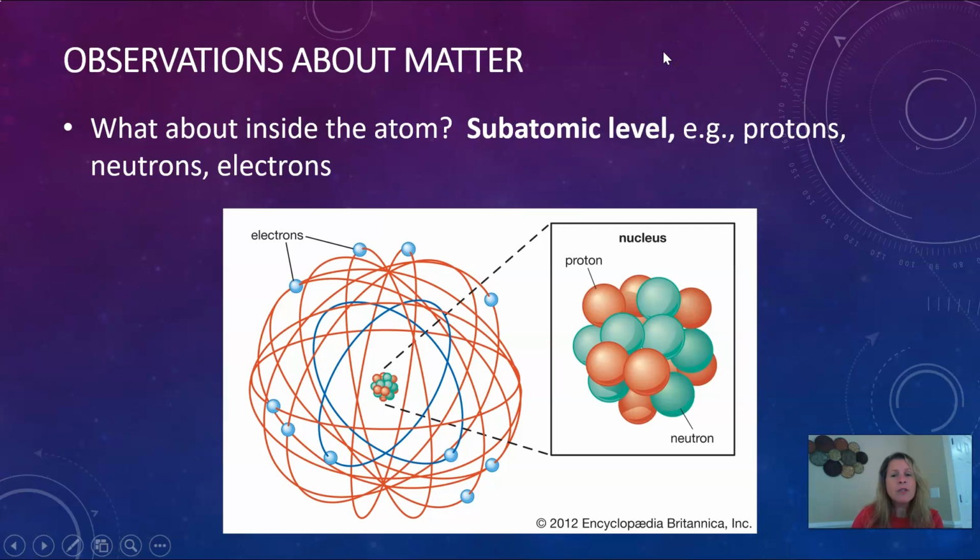And then we can go even smaller than the atomic level. We can go to the subatomic level. That means what's inside the atom. And I know that in physical science, you learned that there are protons, neutrons, and electrons that make up the atom. We will certainly learn that in more detail in chemistry. But that's what we mean by the subatomic level, those parts that make up the atom.